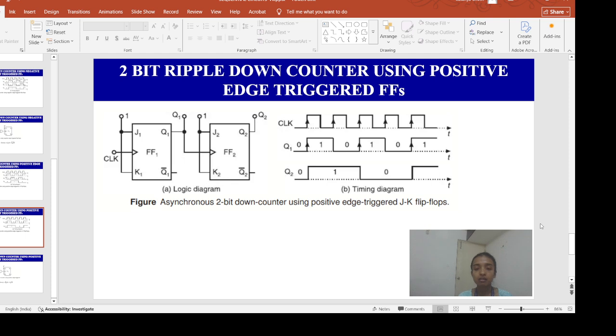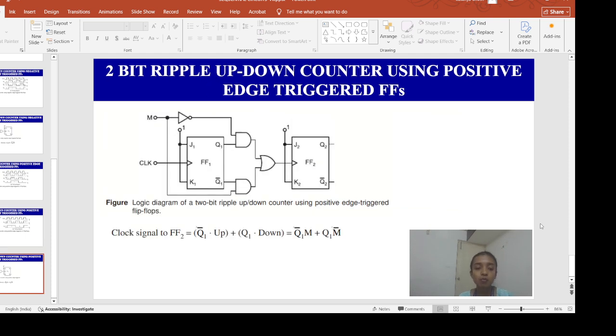Now we will see the 2-bit triple up down counter using positive edge triggered flip-flops. Like the up down counter using negative edge triggered flip-flops that we saw previously, when M is 1 for up counting, Q1 bar is transmitted to the clock of the second flip-flop, and when M is 0, it is for down counting, and Q1 is transmitted to the clock of the second flip-flop. This is achieved by 2 AND gates and 1 OR gate.